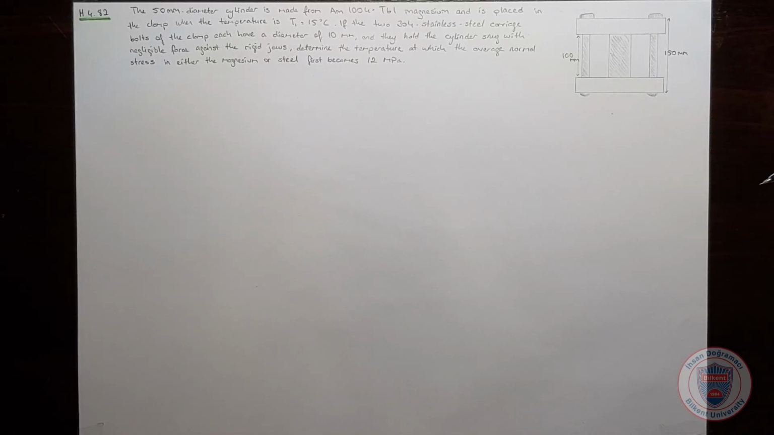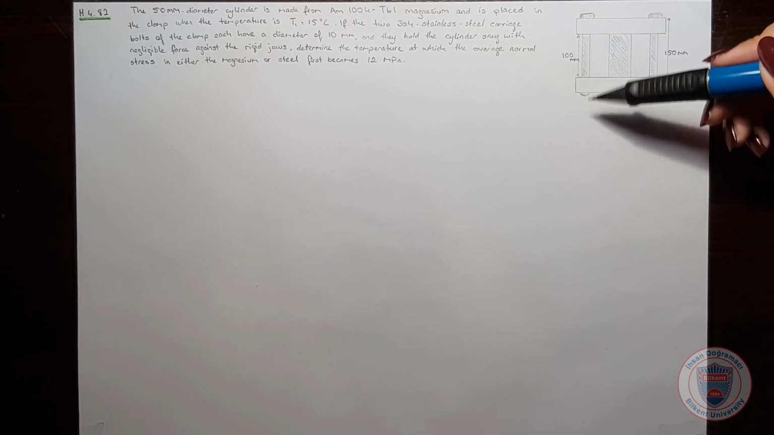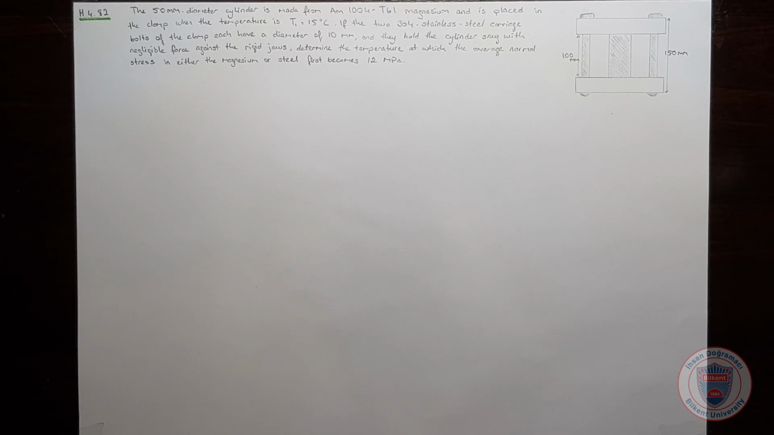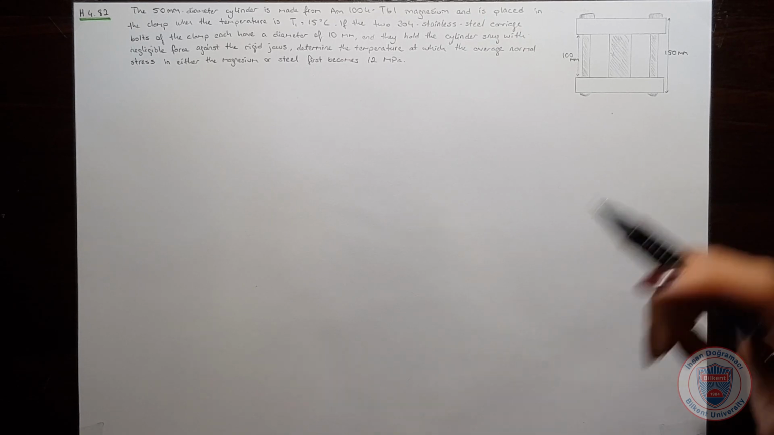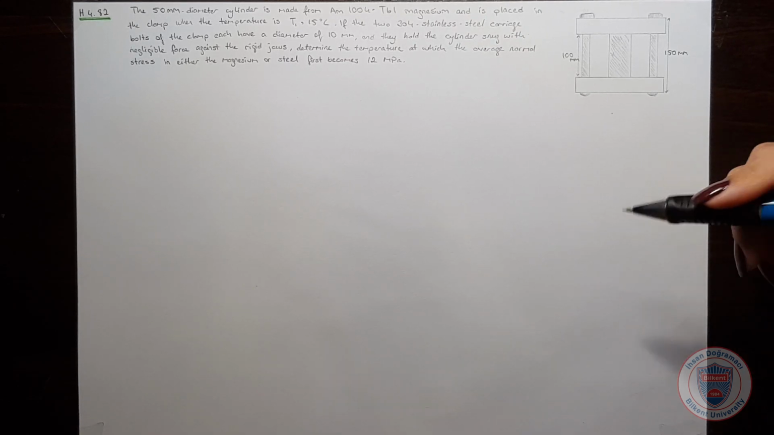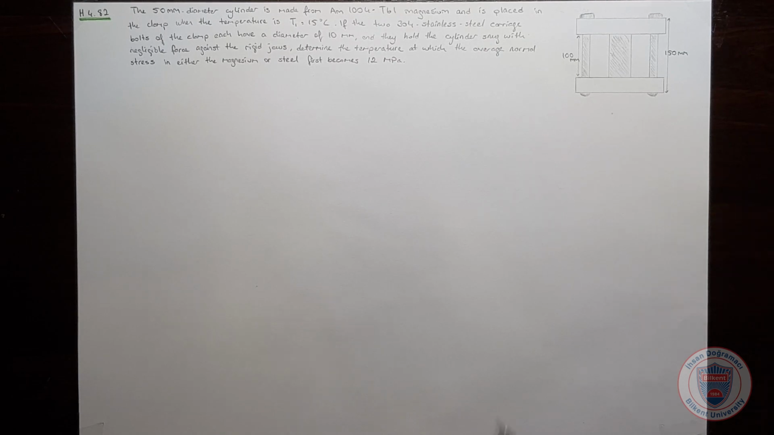We have a magnesium cylinder which is placed in a clamp when the temperature is 15 centigrade. And we have two steel bolts to hold the cylinder inside. We would like to learn the temperature at which the average normal stress in either the magnesium or steel first becomes 12 MPa. At first, I'm going to write the material properties.